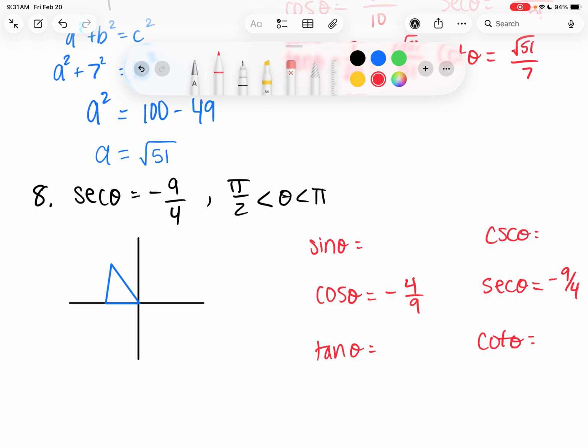So, I have that set up there. That means this is adjacent over hypotenuse, so I have negative 4 here, and 9 here on the hypotenuse. Then how do I find the other side? It would be negative 4 squared plus 9 squared equals... it's the other way around. I can't think right now. It's that.